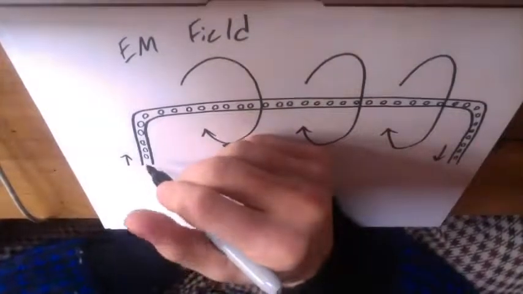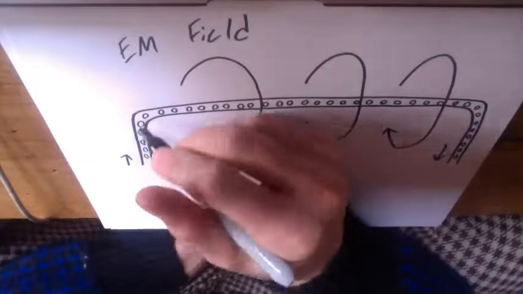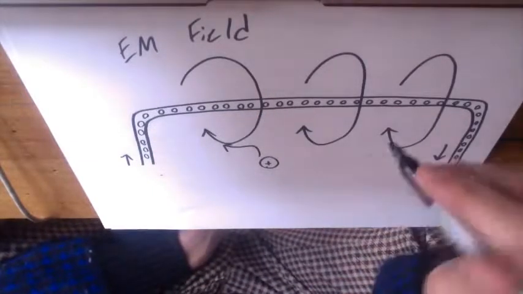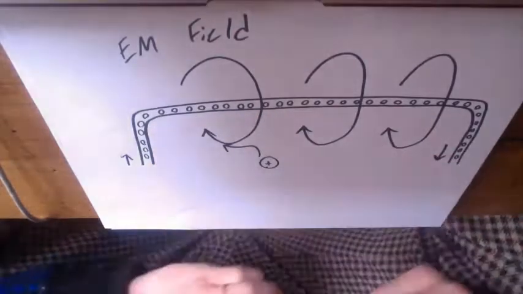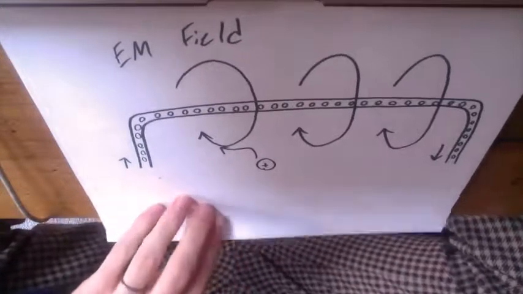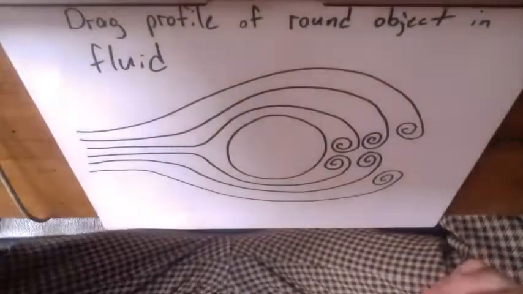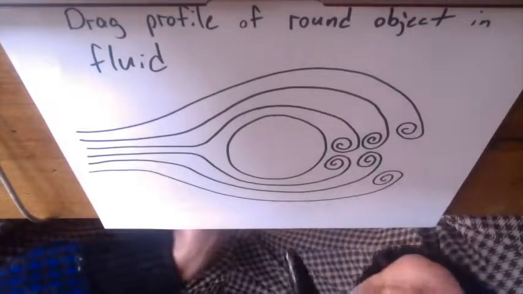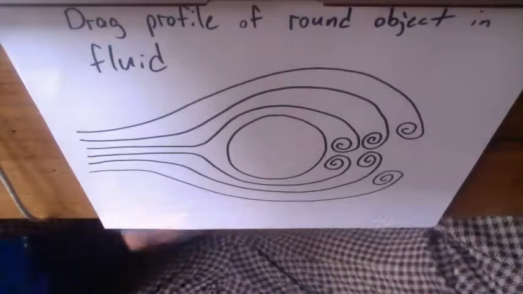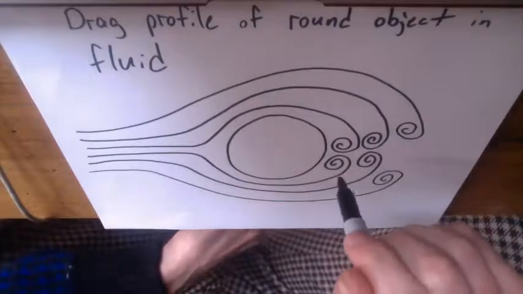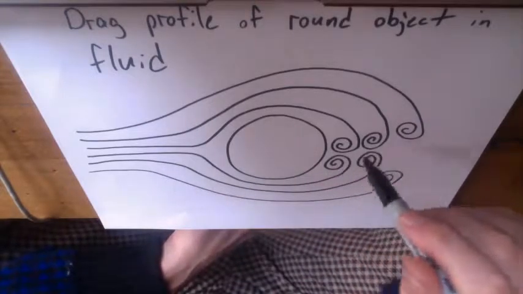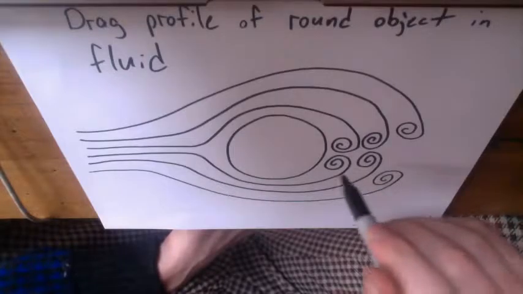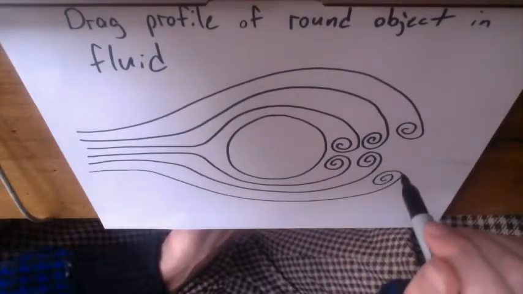This notion of the current generating a field is a misunderstanding, a very simplistic misunderstanding actually, and it's just one from not having a higher dimensional understanding. So this is the drag profile of a round object in fluid, and what happens is as an object moves through fluid, it leaves these vortices behind it, and this is drag right here.